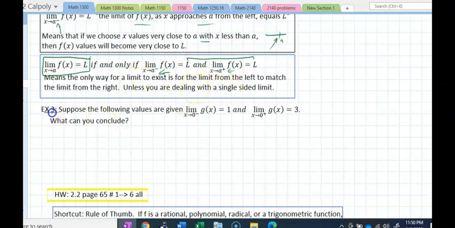For example, this is example 3. Suppose the following tell you, so you have this function g, whatever that is. You take the limit from the left of 0, you get a 1. You take the limit from the right of 0, you get a 3. What's your conclusion? Limit as x approaches 0 of g of x. My conclusion is that it does not exist. And this is the first lecture of this section.